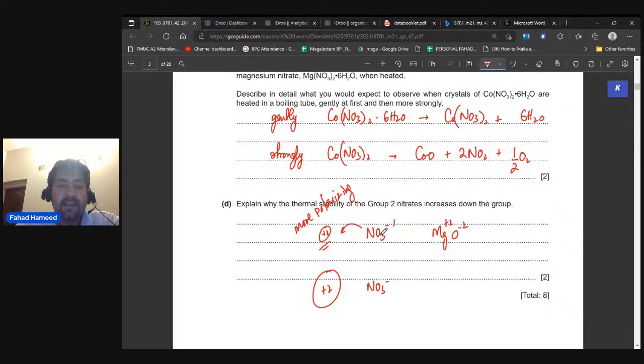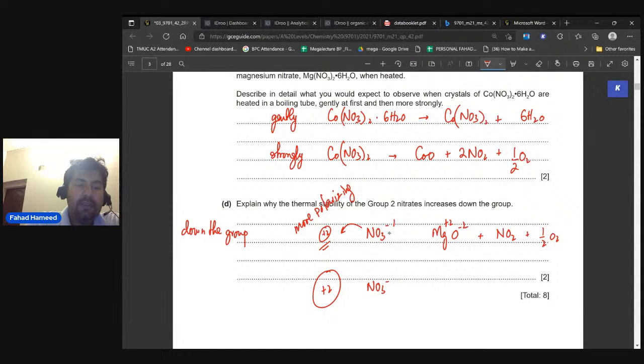It's going to polarize the nitrate ion and take away the oxygens from it. The nitrate, NO3, will turn to NO2, and half oxygen gas would be produced. So the nitrate would decompose because of the strong polarizing power. So the answer that you're going to write is, first thing, down the group, the ionic or cationic radii increases. It's better to refer to it as cationic radius, which increases.